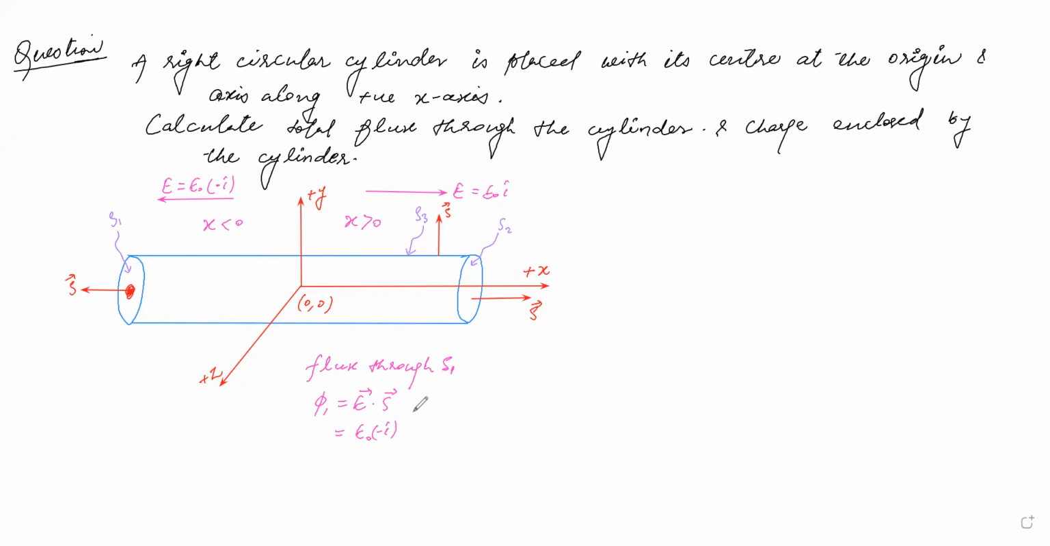Now we can write here the area vector: this surface is a circular surface, so it is pi r square minus I cap. After calculation you get E naught minus I cap times minus I cap, which after multiplication will be 1. So it is finally E naught pi r square, which is your phi 1. Are you understanding?